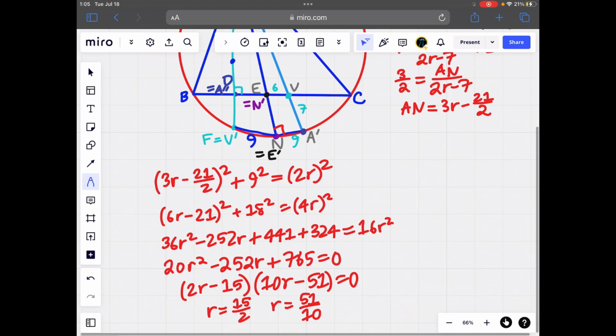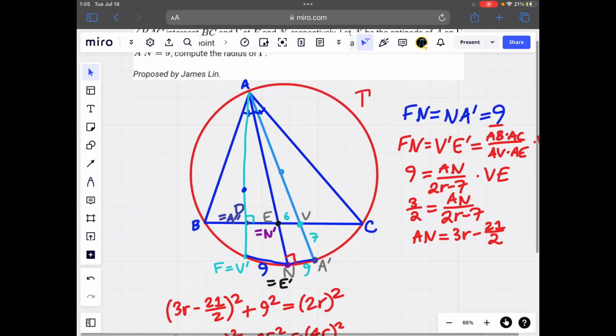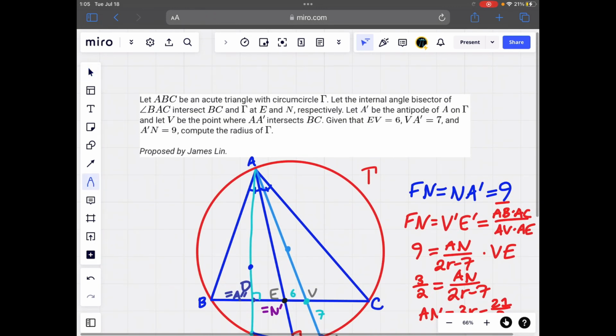But we have to choose the larger value of R because the smaller value of R will result in ABC being an obtuse triangle, and it's given in the problem statement that ABC is an acute triangle, so R is equal to 15 over 2.